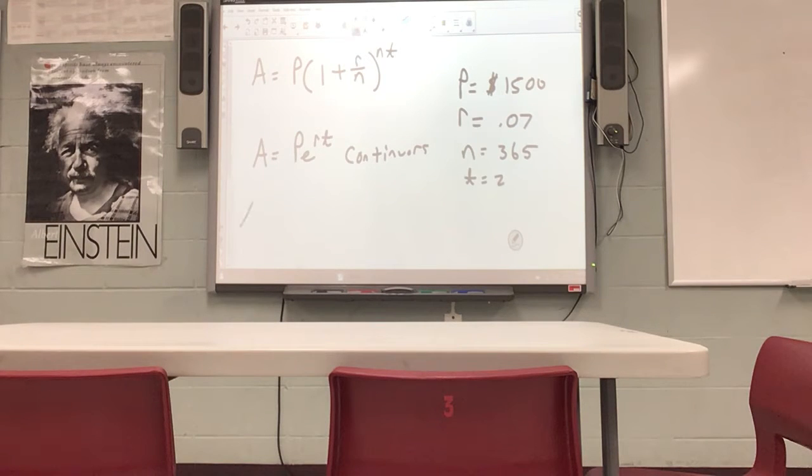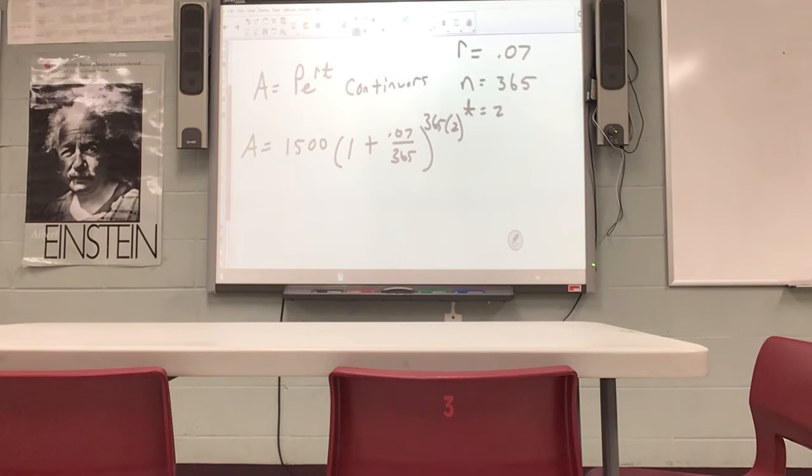So we would say A equals 1,500 times 1 plus 0.07 over 365, to the 365 times 2 power. And we would do that in our calculator. Remember, it's money, so you need to round to the nearest hundredth.